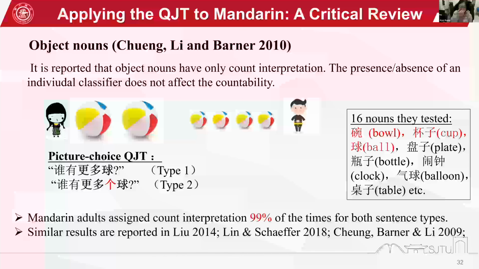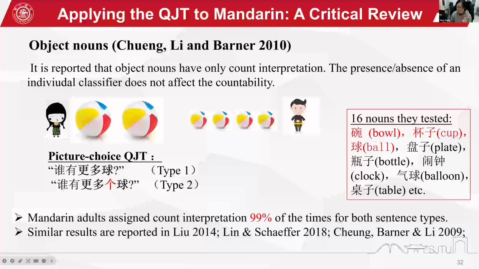Okay, so let's turn to the literature on the empirical study of countability in Mandarin. So far, the quantity judgment task is also used to test countability in Mandarin. So let's have a critical review here. For instance, they used the quantity judgment task to test the object nouns in this study, Chuni and Banner, 2010. So they test two types of sentences, 谁有更多球 versus 谁有更多个球, the bare noun versus the classified noun. And they present the scenario like this. The girl has 2 big balls and the boy has 4 smaller balls. They asked 谁有更多球, right? 谁有更多个球.